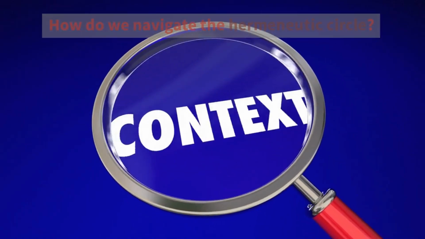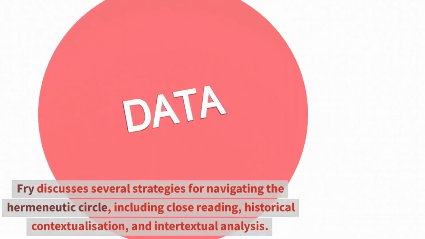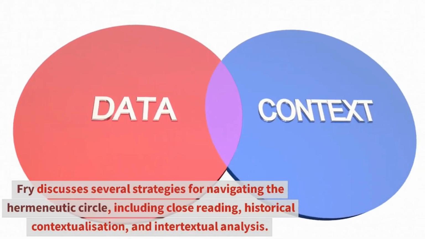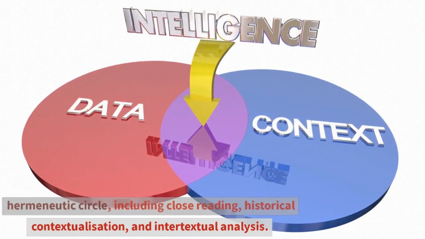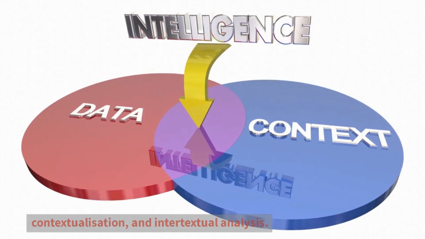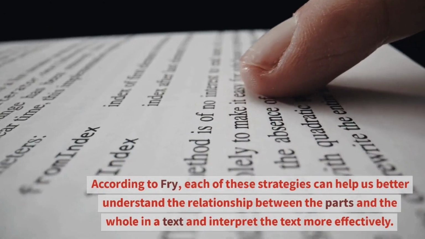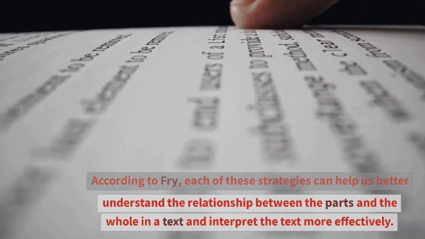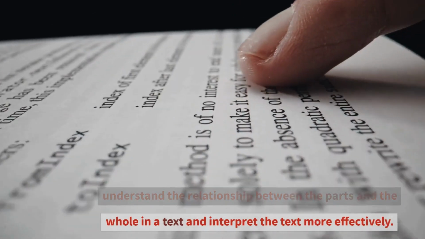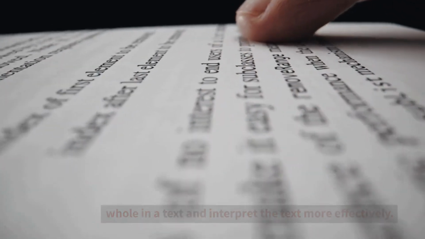How do we navigate the hermeneutic circle? Fry discusses several strategies for navigating the hermeneutic circle, including close reading, historical contextualization, and intertextual analysis. According to Fry, each of these strategies can help us better understand the relationship between the parts and the whole in a text and interpret the text more effectively.